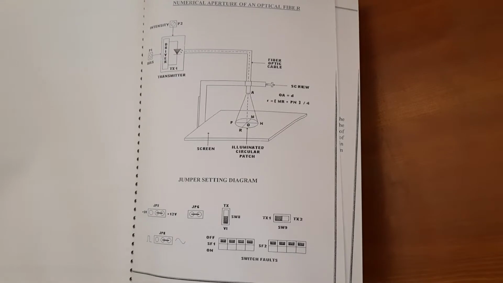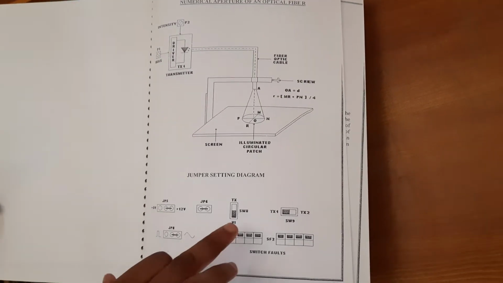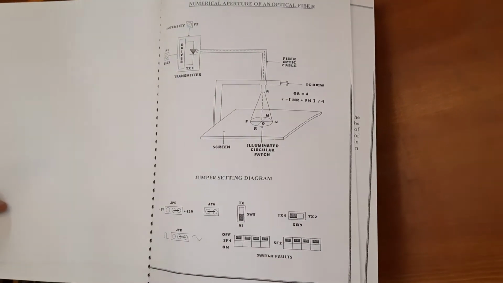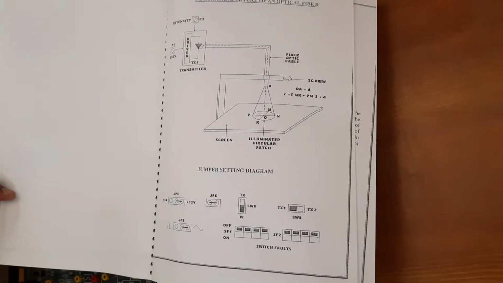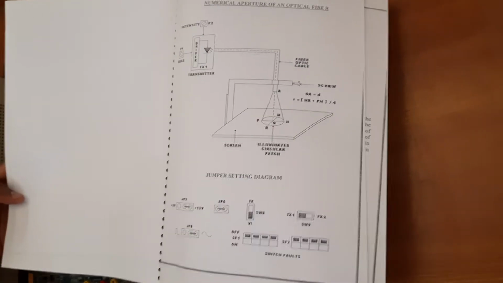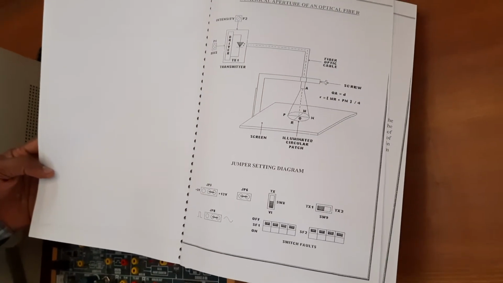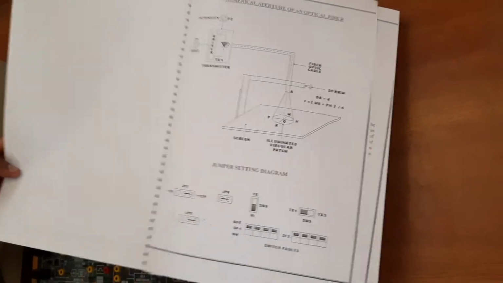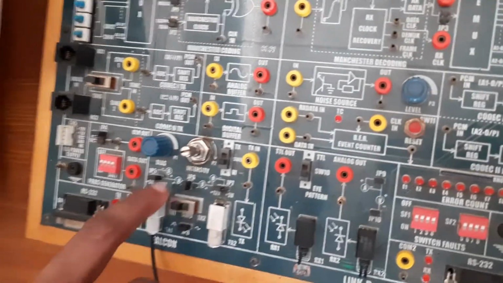These are the respective jumper settings: JP5, JP6, SW, SW9, and JP2. These are the respective switch settings. Here we are using a red light and a white light. Transmitter 1 is a red light, transmitter 2 is a white light. Switch SW8 should be in the PI position, and JP5 should be at 12 volts.